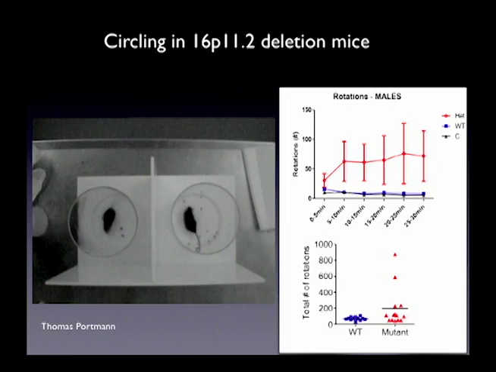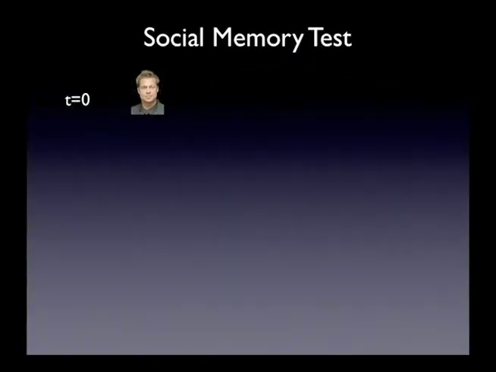Okay, I'm going to show you another. So of course, rotations are interesting, but a lot of these mice are normal. So we've looked at social behaviors, and I should tell you that for the most part, the social behaviors in these mice are normal, except for this one behavior. So I have to explain the assay to you.